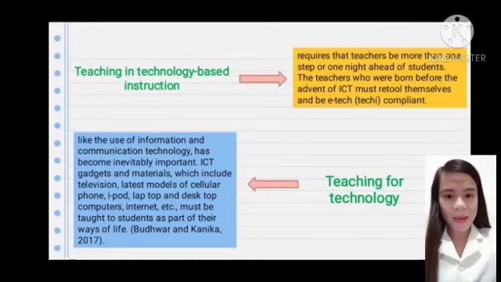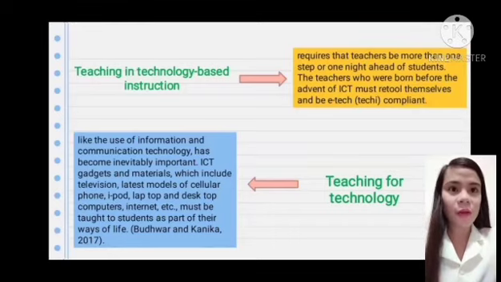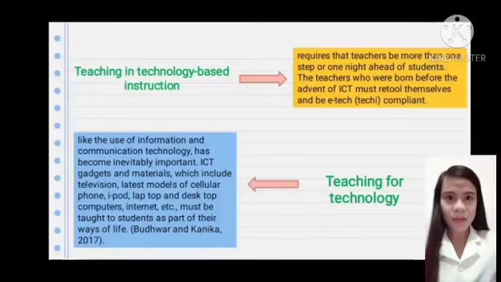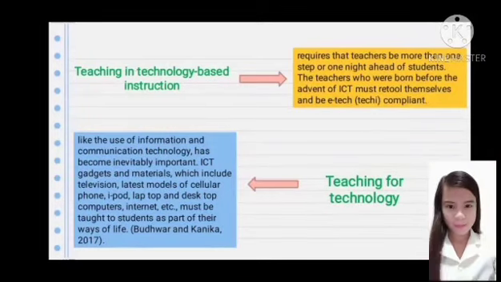Teaching in technology-based instruction requires that teachers be more than one step or one night ahead of students. The teachers who were born before the advent of ICT must retool themselves and be EdTech or techie compliant.